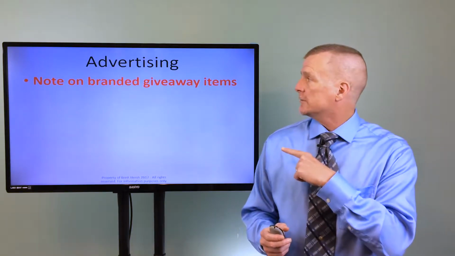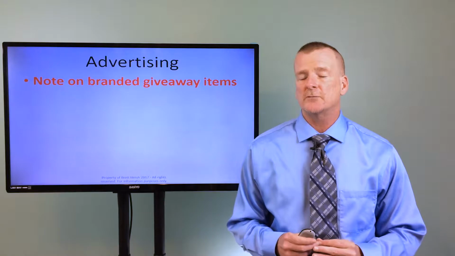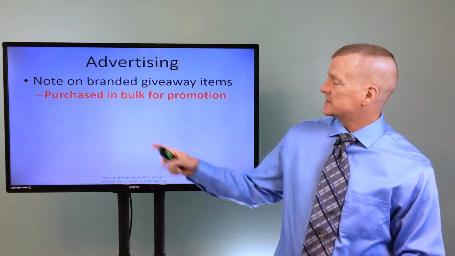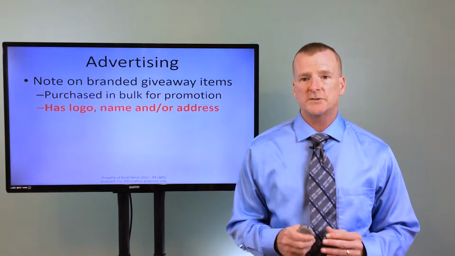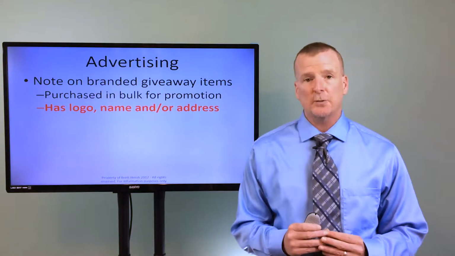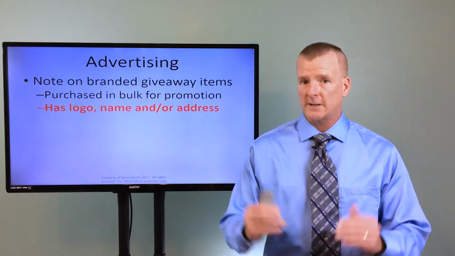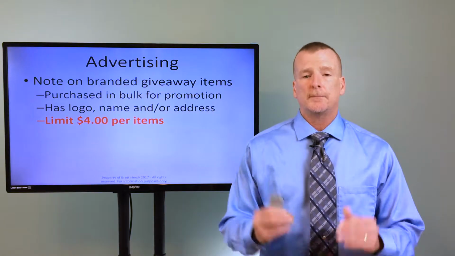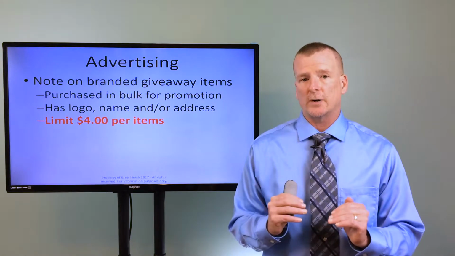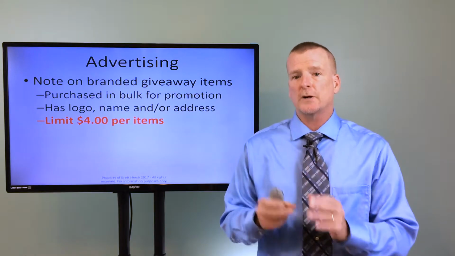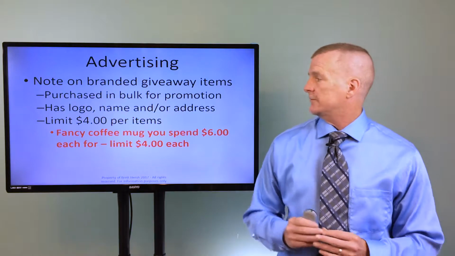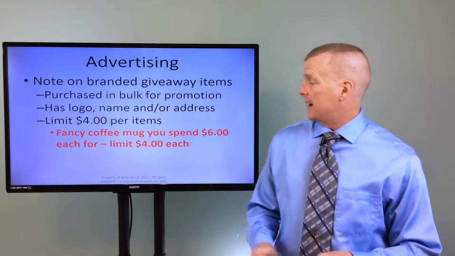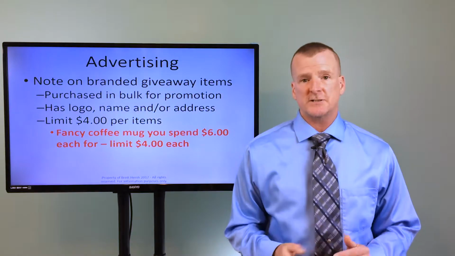We're going to have a note on here for branded items we need to make you aware of when you're promoting your homes or yourself. We want to make sure you understand that these are items that are purchased in bulk for promotion. It has your logo, name, and or address, because there are regulations about what constitutes a promotional giveaway item. The limit, believe it or not, is $4 per item, or per item when you're buying in bulk. If you break it down, it should be less than $4 each. Let's just say you have a fancy coffee mug that you spent $6 on with your picture and logo on it. You're going to be limited to $4 each as a deduction.